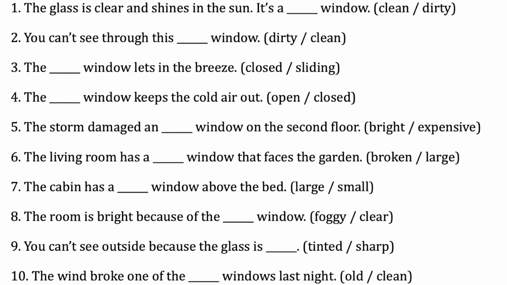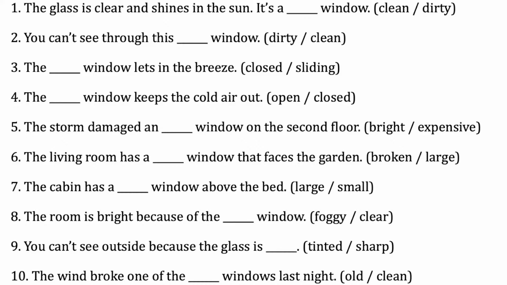Number five, the storm damaged an expensive window on the second floor. Oh boy, right? Storm, that's high winds. So maybe there was a tree branch or something that damaged the expensive window. So that is, too bad.